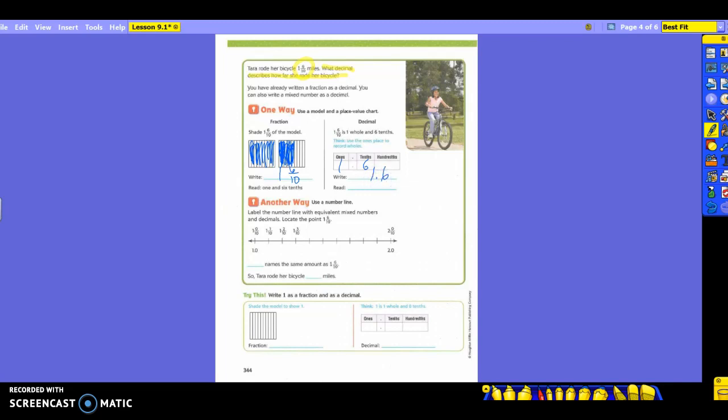And how would I say this? 1 and 6 tenths. Okay, let's look at what we talked about right over here. You think that we're going to read it the same way, whether it's a fraction or a decimal? Yep, so how do we read it? 1 and 6 tenths. Notice that I'm saying and where? At the decimal point. So you're going to write 1 and 6 tenths.